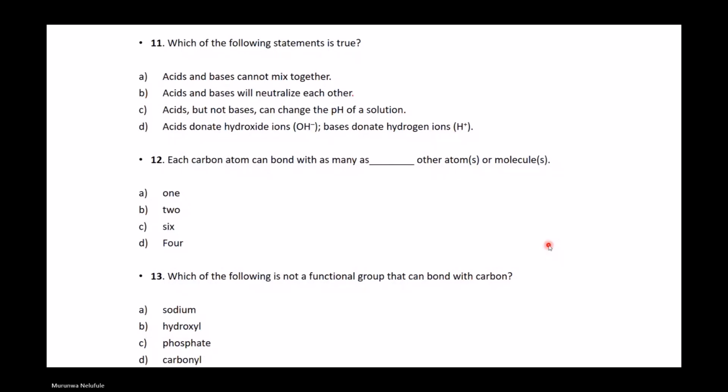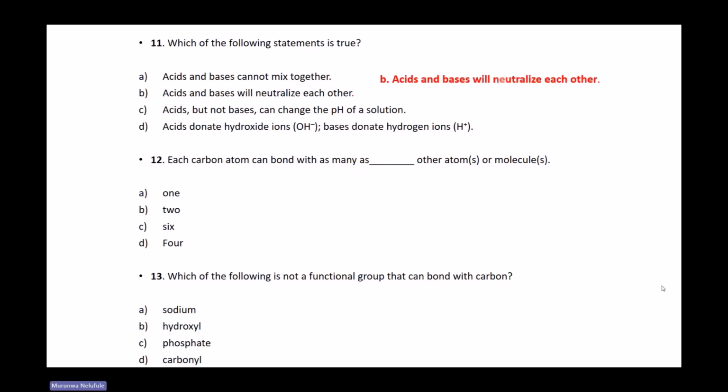Then acids donate the hydrogen. Then bases, I don't know, bases they don't donate the hydrogen. They actually accept the hydrogen. I mean, they donate. Wait, bases donate the hydrogen. You are right. The acids donate hydrogen ions, and the bases accept the hydroxide ions. It's the other way around. So which means the D one they have mixed it up.